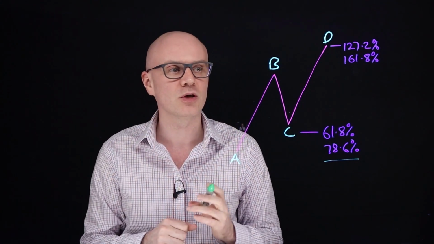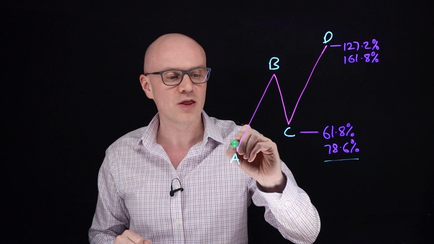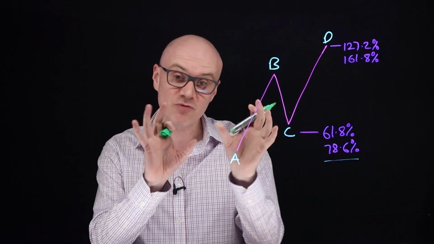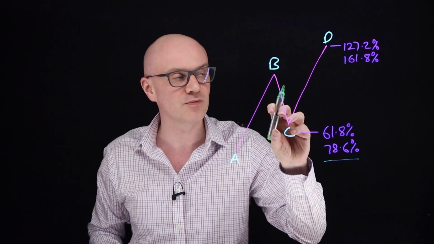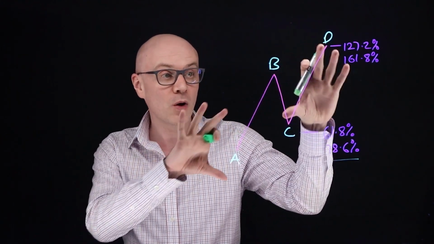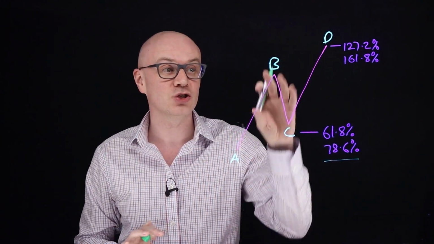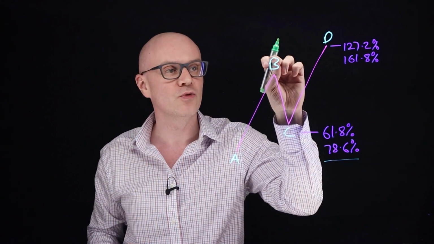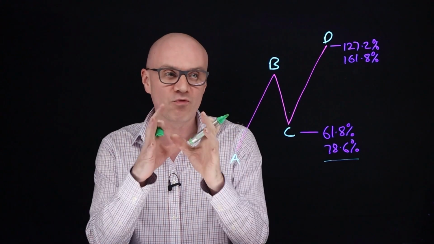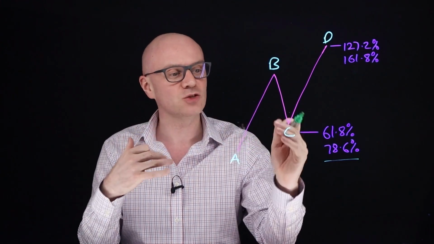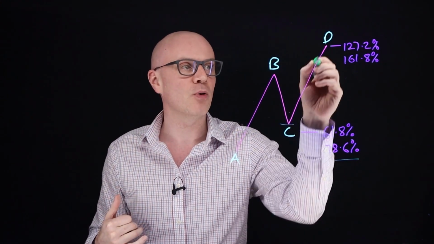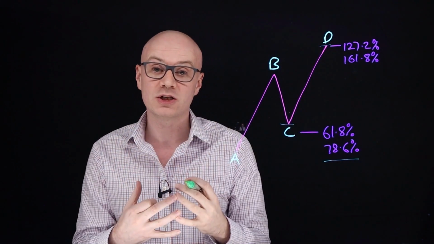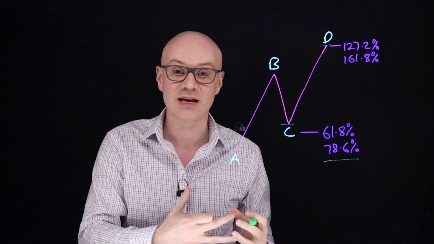There's a couple of key points, though, that we just need to know, and that is that the move from A to B should be roughly the same sort of distance as the move from C to D. However, both of those particular legs should always be much more pronounced and much larger in scale than the move from B to C. From there, what we want to see is the way that point C and point D interact with the Fibonacci retracements and extension levels.